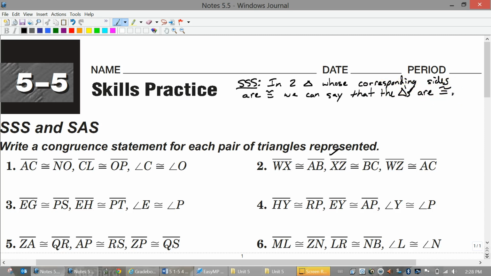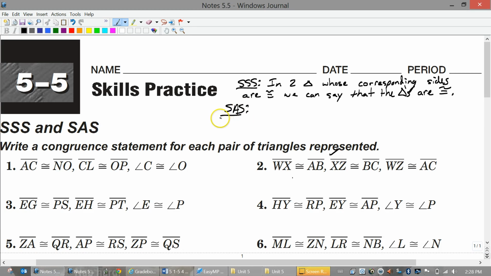Okay? If we have the 3 sets of sides being congruent in 2 different triangles, 3 sets of corresponding sides, which means matching ones when they're drawn. Okay? If those are congruent, then we can say that the whole triangles are congruent, which gives us that all 3 sets of angles are congruent for free.